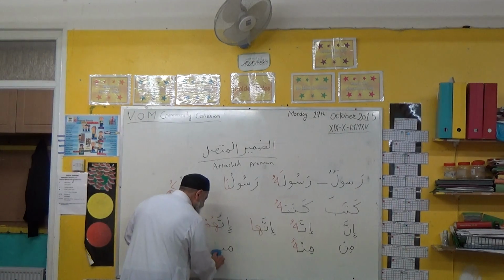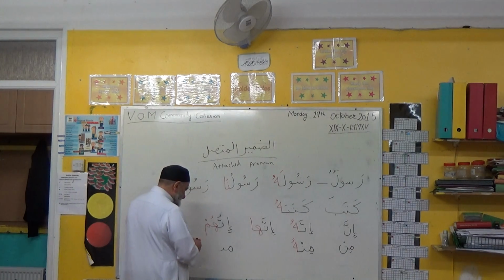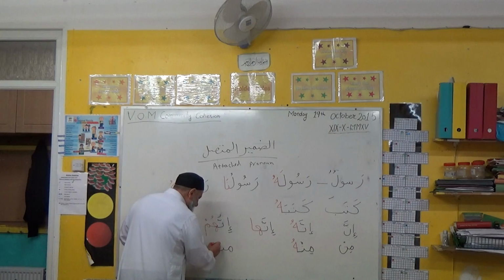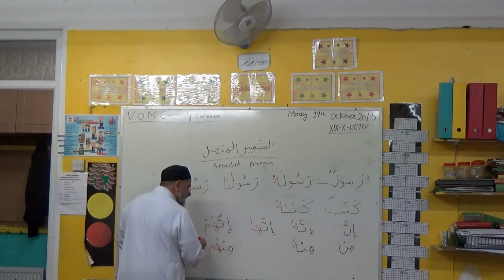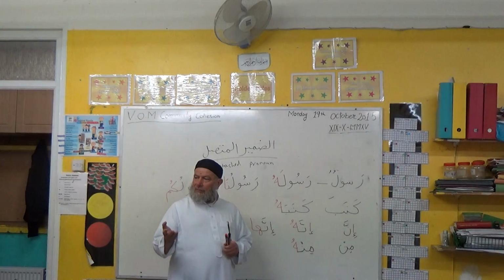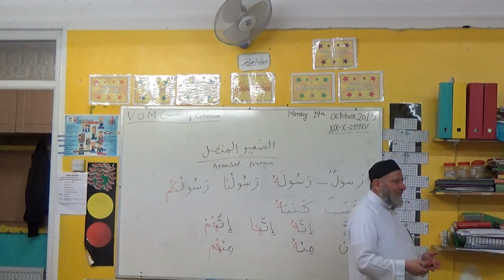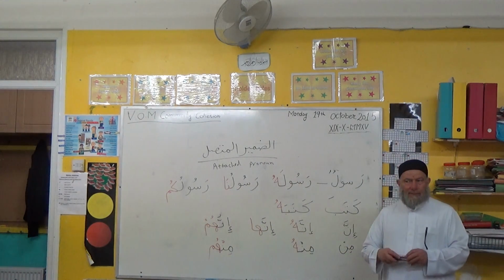Sheikh, if it's minhu, it can be from him or from it as well, right? Yes. But minhum is definitely from them. Okay? Minkum, from you. لقد جاءكم رسول منكم عزيز عليه ما عنتم, and so on.